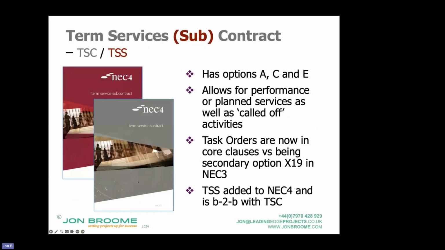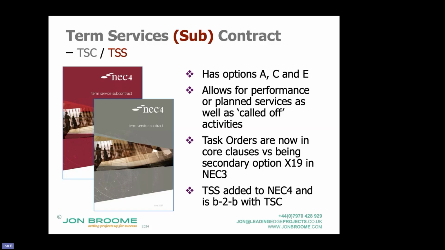Okay. So moving on, the other contract, in contrast, a contract which is used quite a lot, is the term services contract. So the grey book here, term services subcontract there. It does have options A, C, and E. So option A is a combination. It could be lump sums and it could be bills of quantity or schedule of rates. It could be a cost reimbursable contract. It could be a target cost contract, and you can set a reconciliation period.